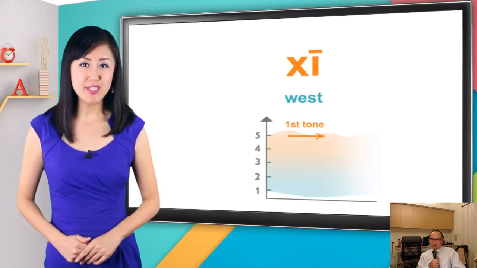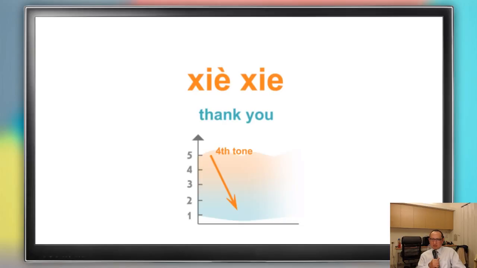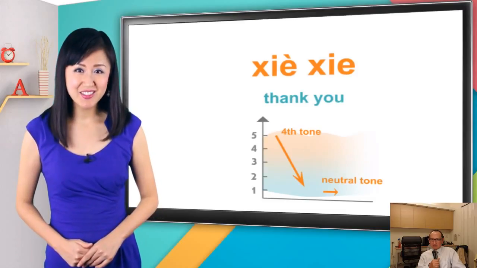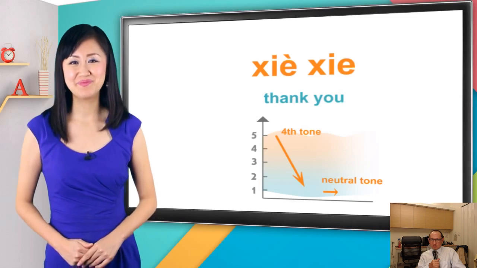Do you remember how to say thank you in Chinese? Yes, it's 谢谢, spelled X-I-E, fourth tone, neutral tone. 谢谢. It's not 谁谁. Don't be lazy. It's 谢谢. Good. All right, well done.